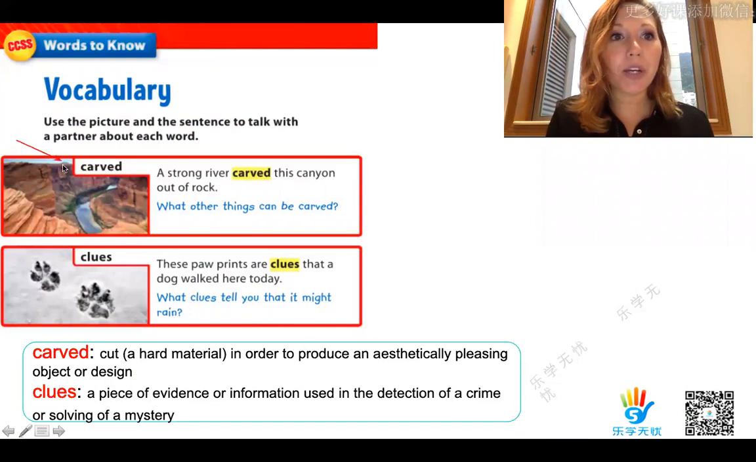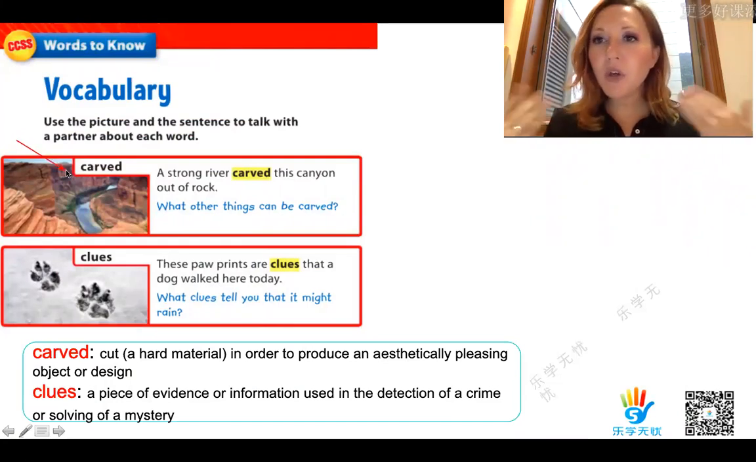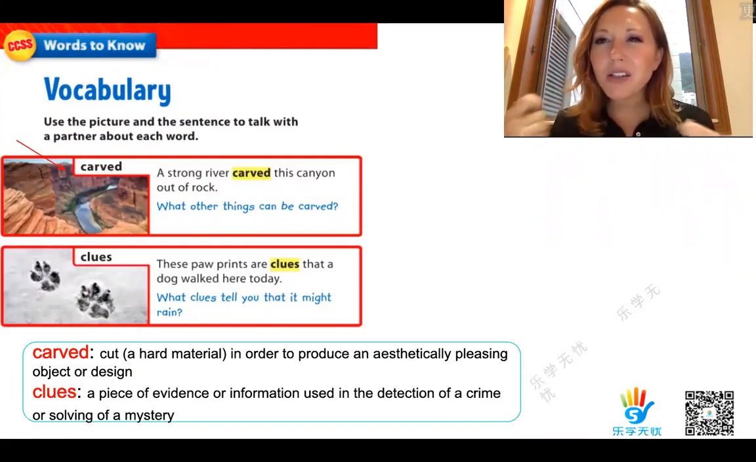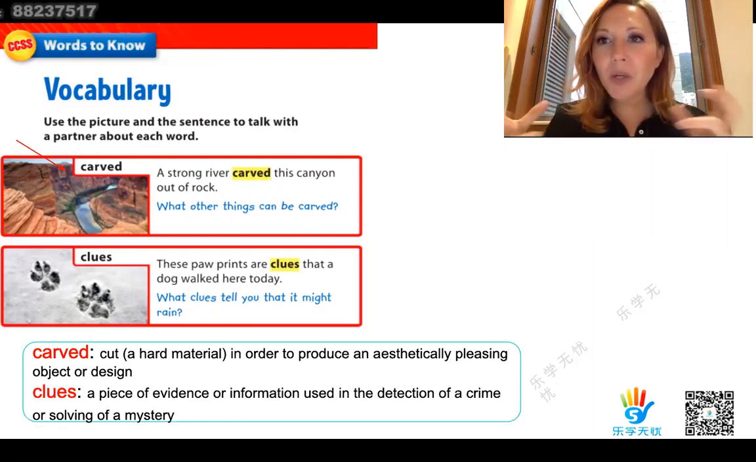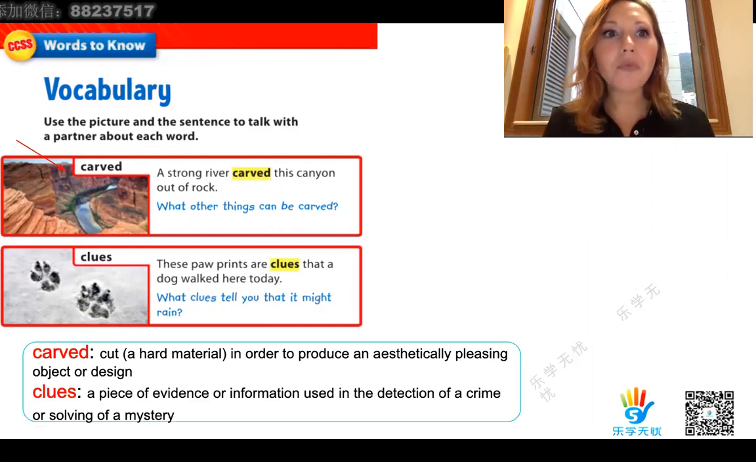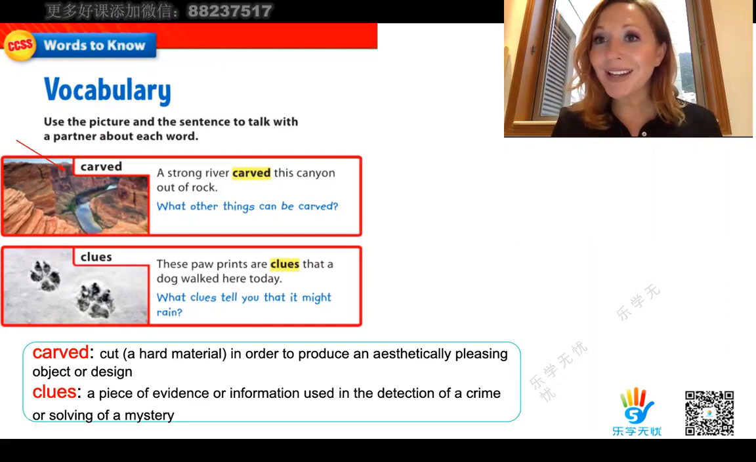So our first word is carved. Now if you carve something, it means that you cut out of a hard material, and you're going to cut some design. So this says, a strong river carved this canyon out of rock.